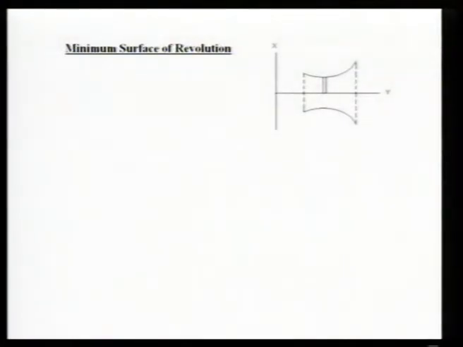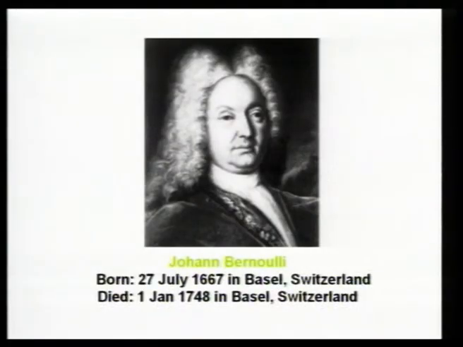Now we come to the second problem. I hope you are with me so far. And that's the minimum surface of revolution. This problem was actually added by John Bernoulli, and he had partly solved it, but not with this method.